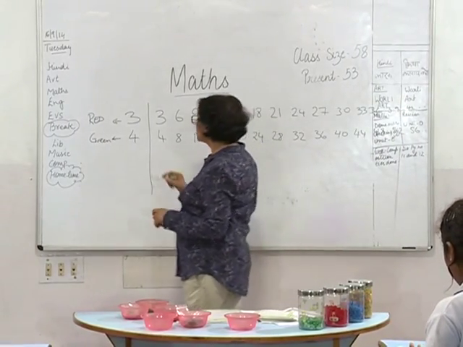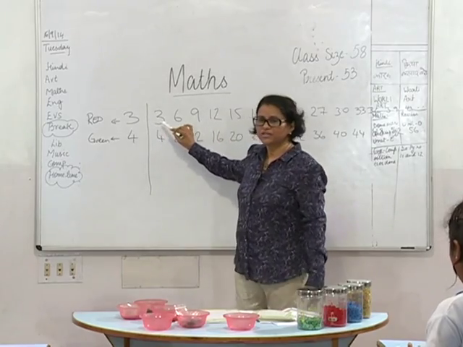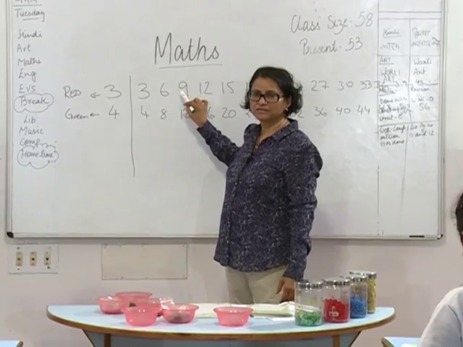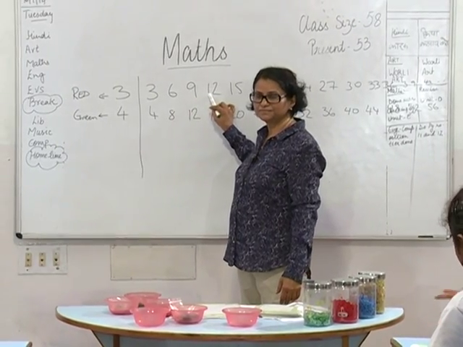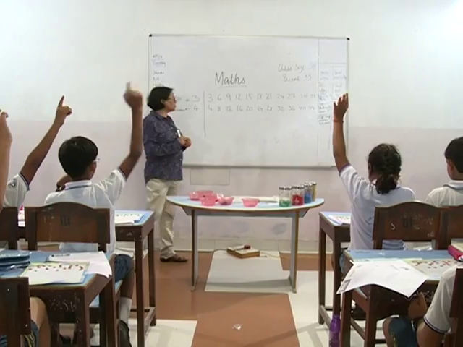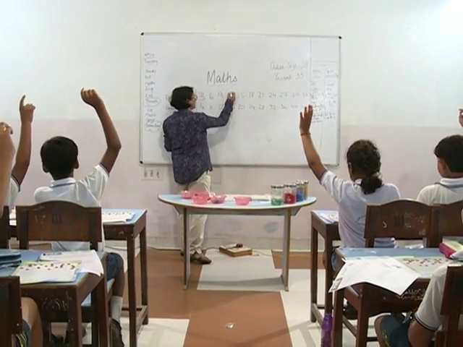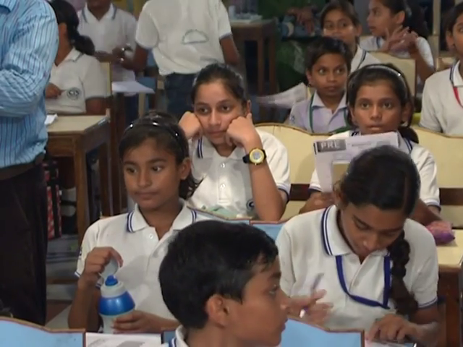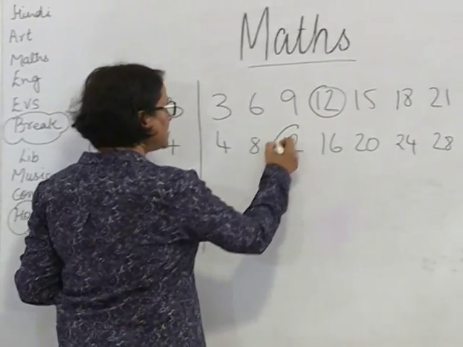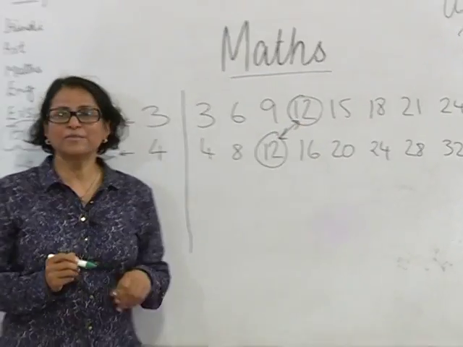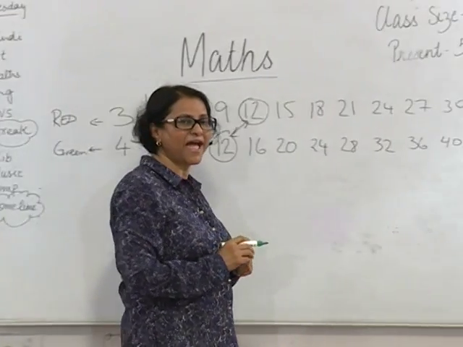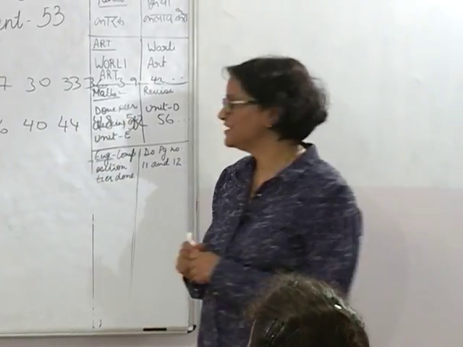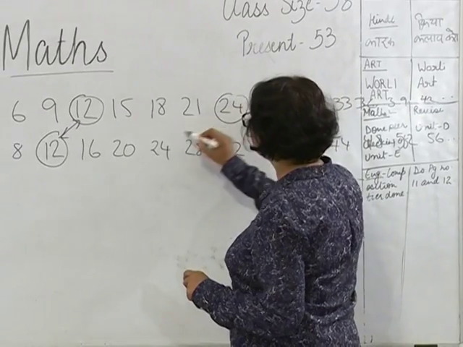And can you double check that your red buttons are on? 3, can you check? 3, 6, 9, 12. Okay. So 12 is a multiple of 3. 12 is also a multiple of 4. So these are the common multiples of 3 and 4. Can you tell me what's the next common multiple of 3 and 4? 24. Wow, you're brilliant. You can see that.